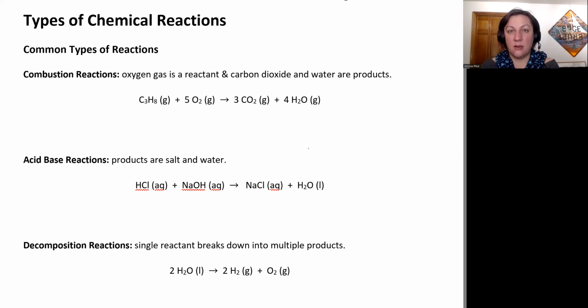So first I'll start with combustion reactions. Combustion reactions are when you have oxygen gas as a reactant. And so here we have our oxygen gas, there's 5 of them, reacting with propane, which is C3H8. So this is the propane combustion reaction that takes place in my barbecue. The thing that's interesting about combustion reactions is they take a fuel source and oxygen, and with an ignition, they'll burn, and they produce a lot of heat.